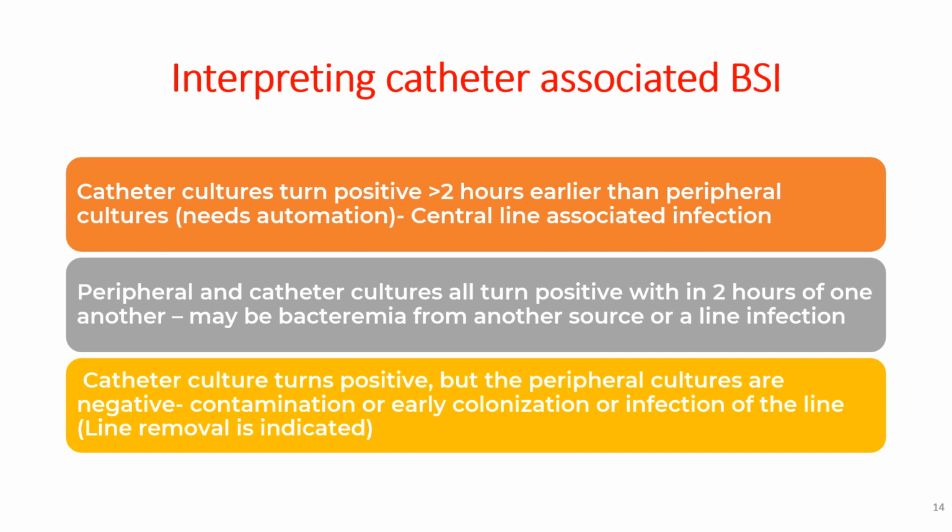To simplify, if the peripheral cultures and the catheter cultures all turn positive within 2 hours of one another, then it is a bacteremia from another source, or it is a line infection. It is not a catheter-associated bloodstream infection. If the catheter culture turns positive but the peripheral cultures are negative, then it is a contamination or colonization. So this is how these factors need to be considered while interpreting catheter-associated bloodstream infections.